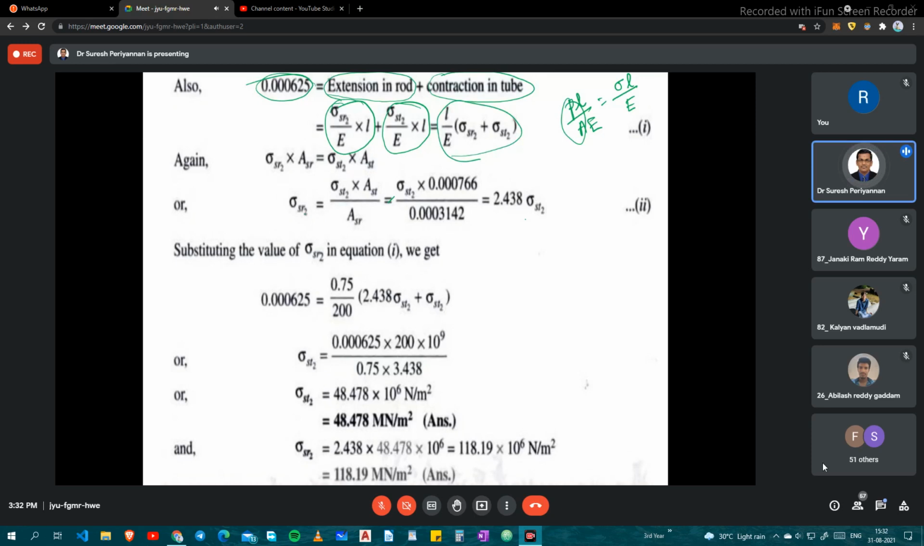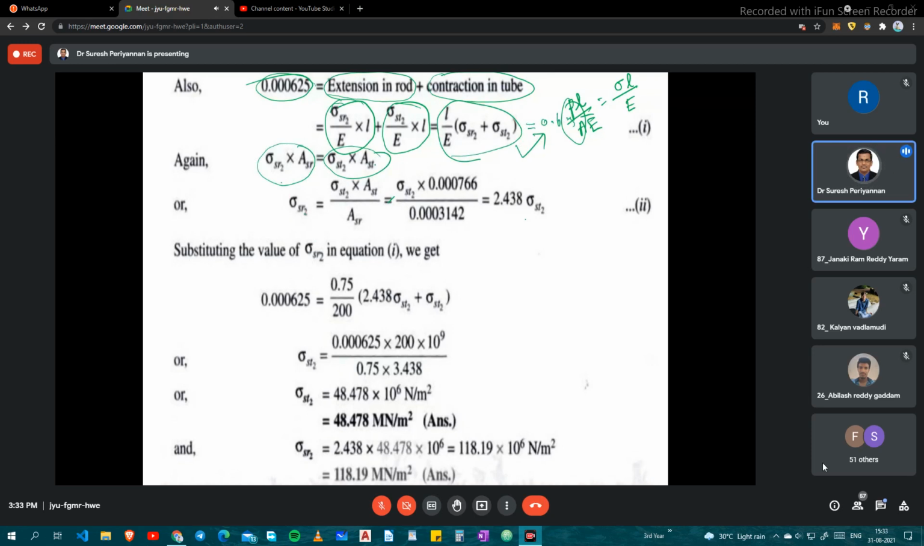While tightening the bolt nut, the same force is acting in the rod as well as the tube. What is the difference? Only that the rod is subject to tensile load and the tube is subjected to compressive load. Hence, I can write the condition like this. Now this is our main equation, and it is equal to 0.625 mm.